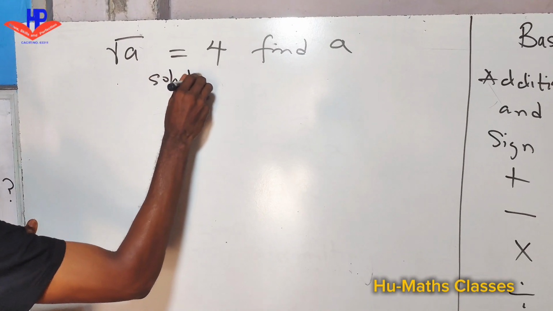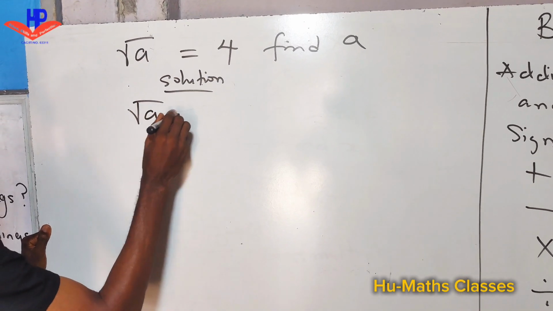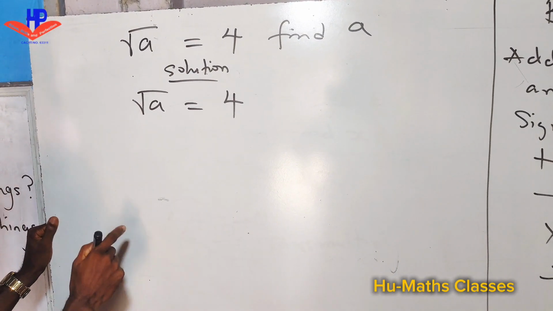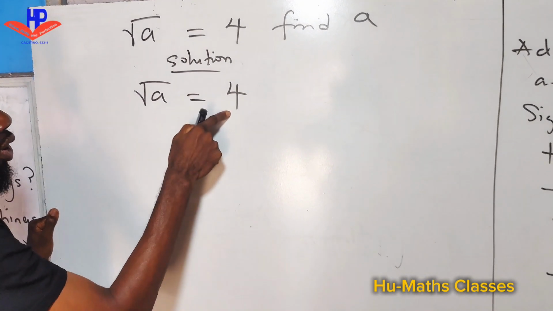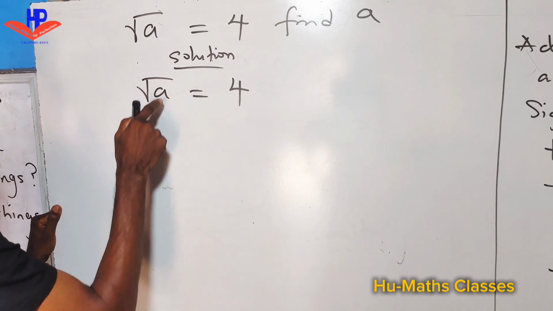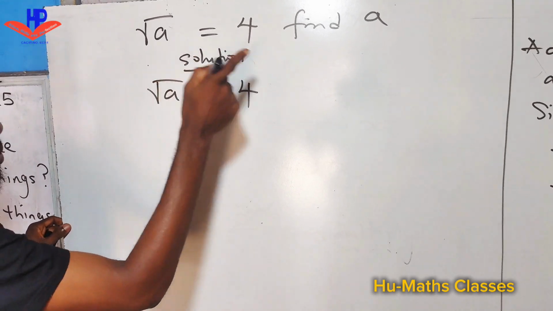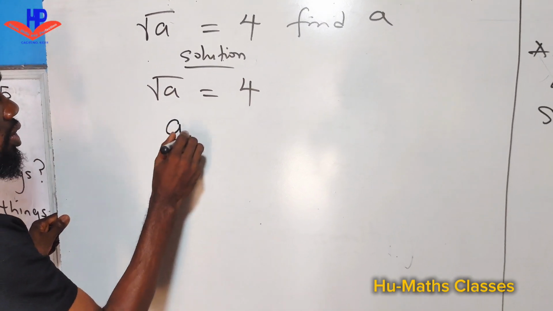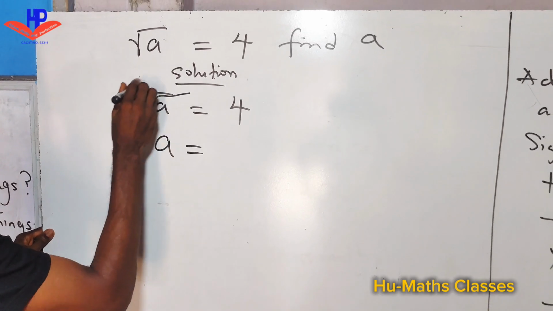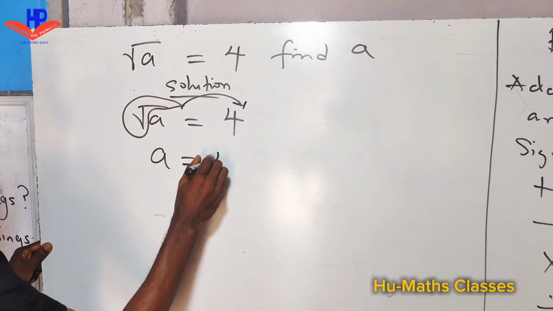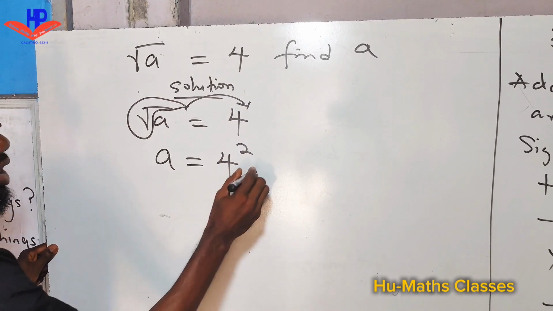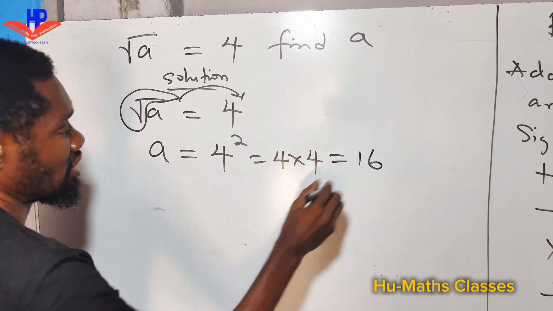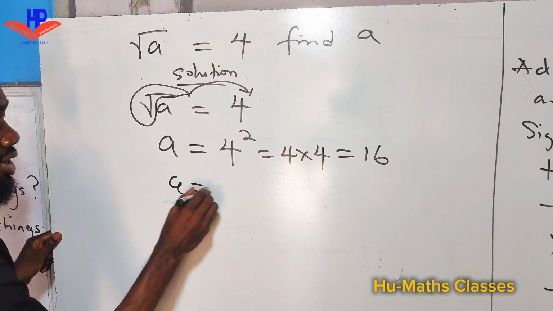Solution. Recall that I said the inverse of a root is power. And I called this sign square root in the previous class. So here is the square root of a is equal to 4. You're asked to find a. In that case, this sign, which is like a barrier, will leave to the other part of the equation and become power 2. So if a is going to stand alone, this sign will need to leave to the other part and become 4 raised to power 2. That will give us 4 times 4. 4 raised to power 2 is 4 times 4, and that is 16. So a is equal to 16.